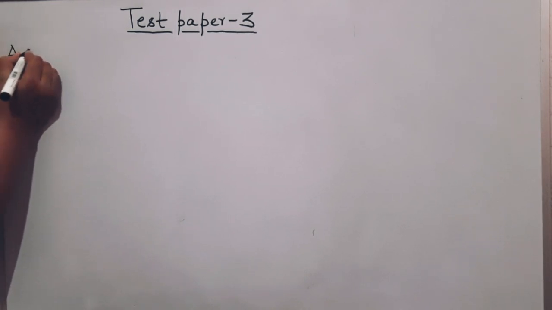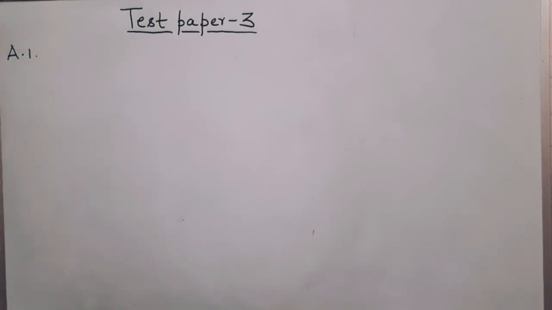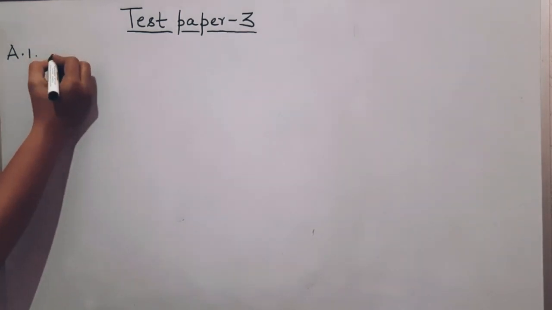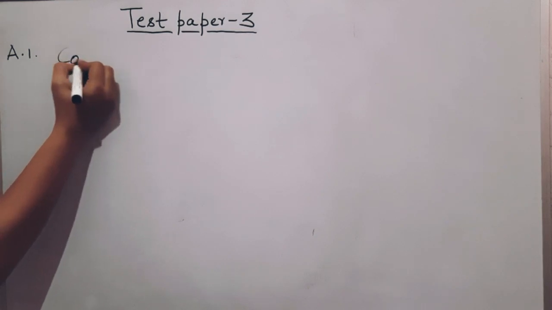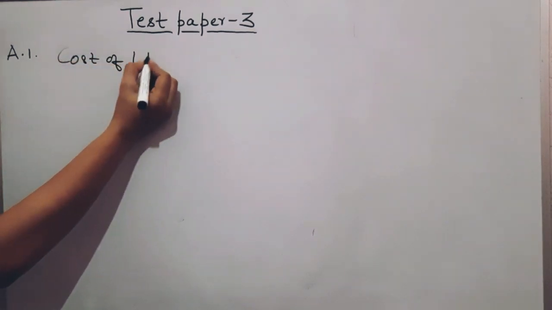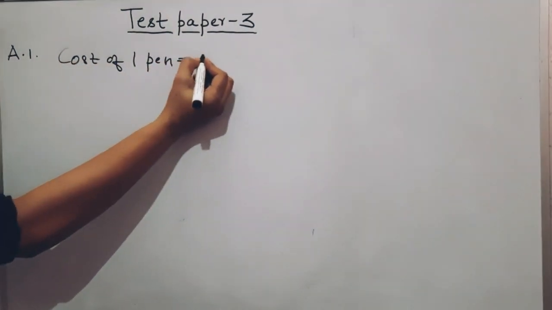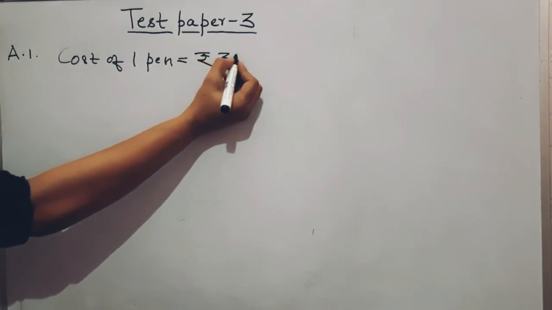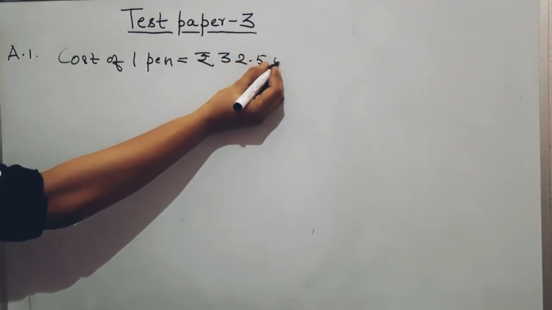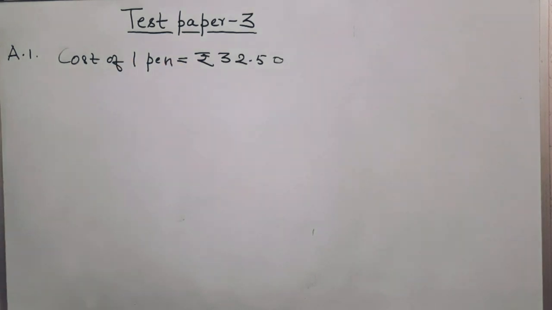Right. So the first question is, if the cost of a pen is rupees 32.50, find the cost of 24 such pens. Here the cost of one pen is given to you and you have to find out the cost of 24 pens. So what is the cost of one pen? So the first statement will be cost of one pen. So the cost of one pen is rupees 32.50, right? The pen is very costly.